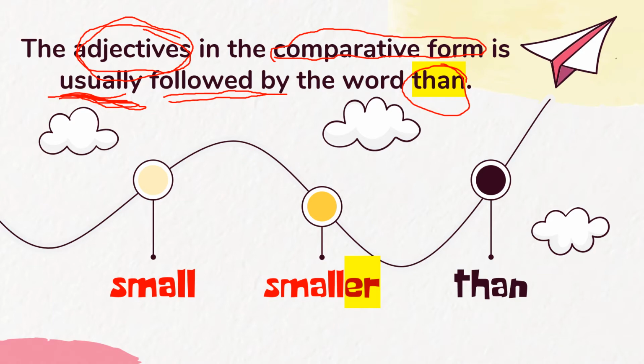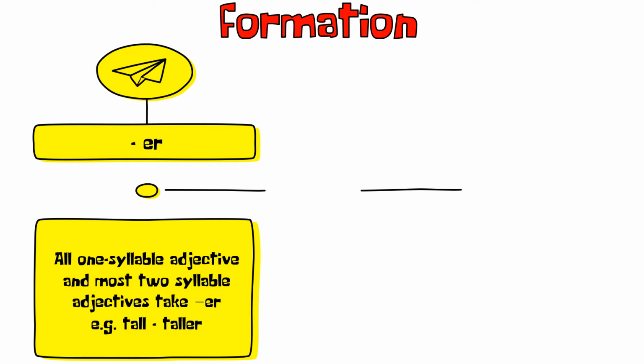Alright, now next one. Okay, we're going to take a look at the formation. Formation 是说几时要用 er, 几时不要用 er. Bila kita nak guna er dan bila pula kita tak perlukan er. Okay, when are we going to use the er? Now let's take a look.